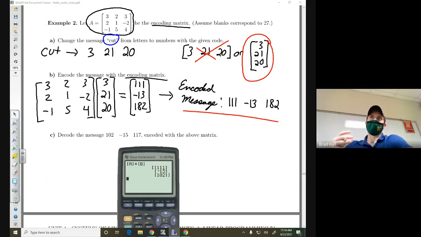In fact, it's so disguised, 111 doesn't correspond to any letter. Negative 13 does not correspond to a letter. 182 does not correspond to a letter. This is on purpose. This is how well the disguise is. If you receive this, you have no idea how to reverse engineer it unless you know the key. It would be really tough for you to do so. So this is how we encode a message. This is how you disguise a message.